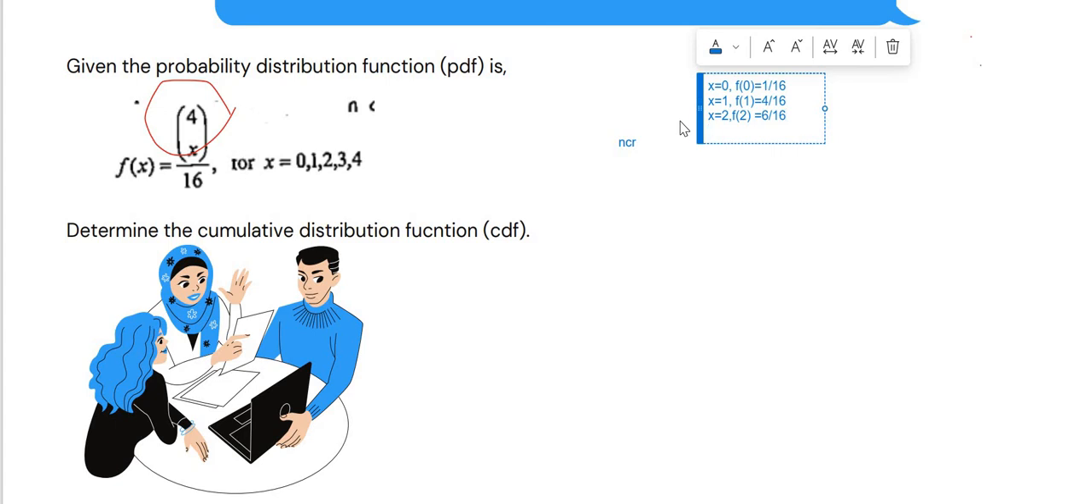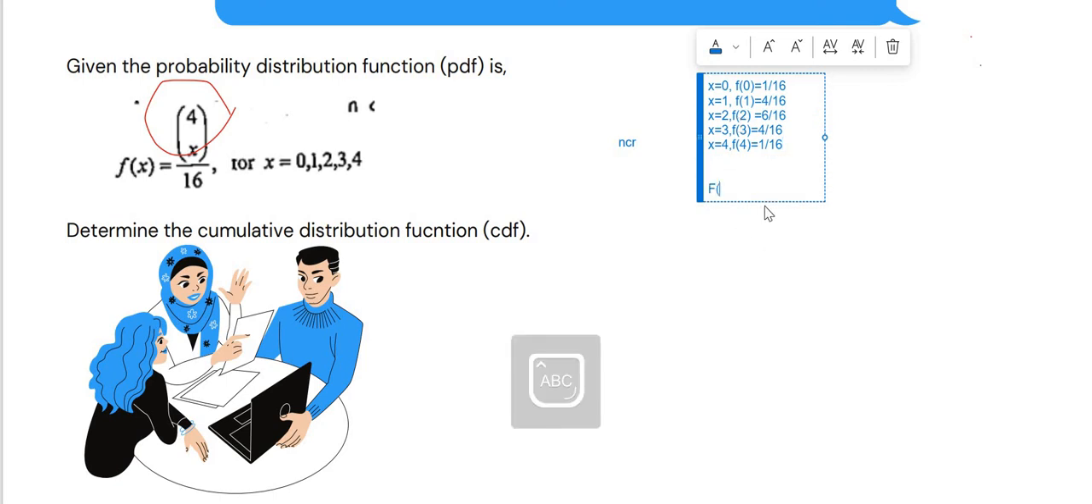Okay, and then for x = 3, f(3) is equal to 4, shift, 3, so 4 over 16. Okay, and then the last one, x = 4. So f(4) here will be 4, shift, 4. So 1 over 16. Alright class, so you get all of this. So what do we do next?